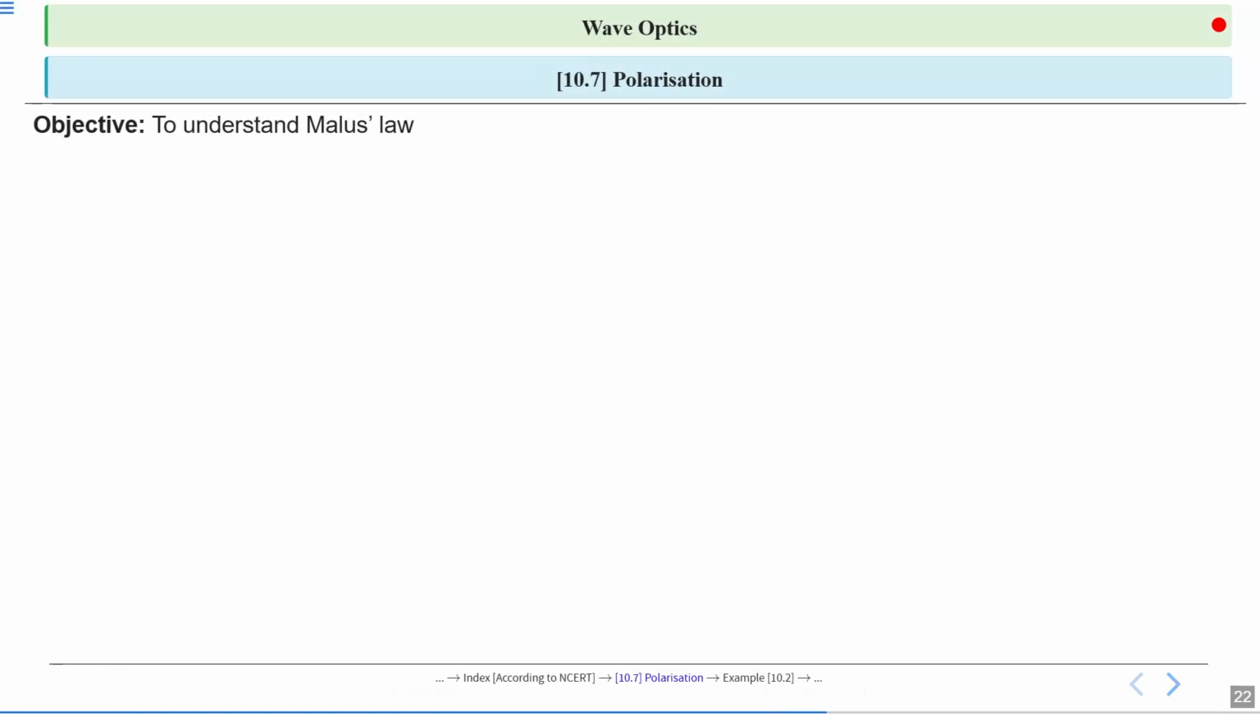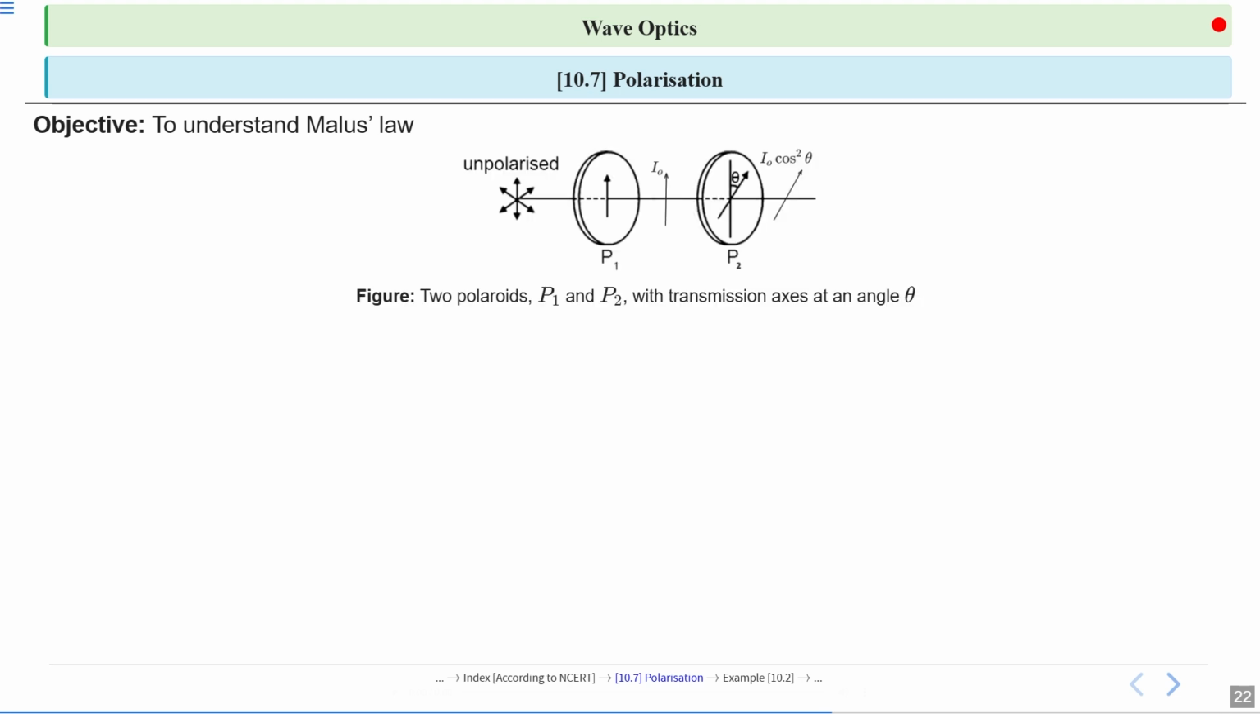Now we'll understand Malus law. We'll explore Malus law, which is a fundamental concept in wave optics. Our objective is to understand how the intensity of light changes when it passes through polarizing materials. Let's take a look at the figure showing two Polaroids P1 and P2 with their transmission axes at an angle theta. The transmission axis of the first Polaroid is vertical, and the transmission axis of the second Polaroid is at angle theta with the transmission axis of the first Polaroid. Notice how the angle between these axes is crucial for determining the intensity of light that passes through.